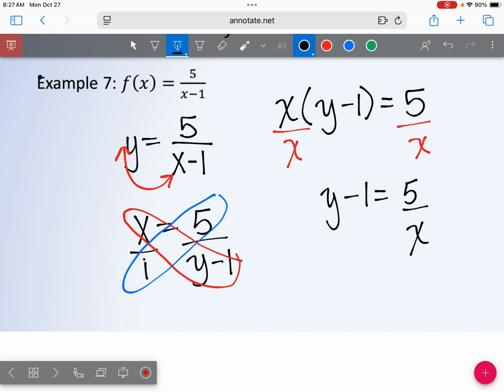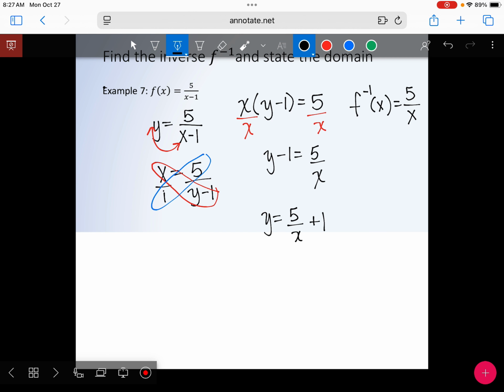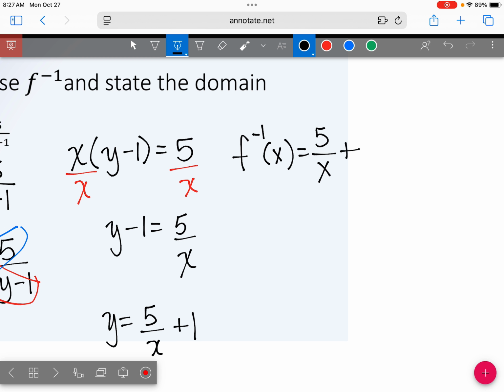And then last step, what do we do? Get rid of that minus 1. Add it. So I have y equals 5 over x, and then that plus 1 is not in the fraction, it's on the back. So that's my inverse. So my inverse is 5 over x plus 1. So that's my inverse.